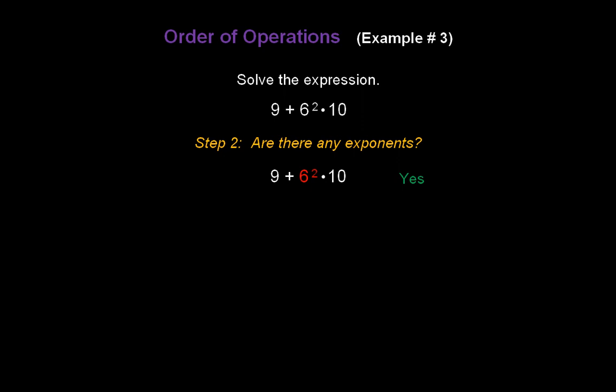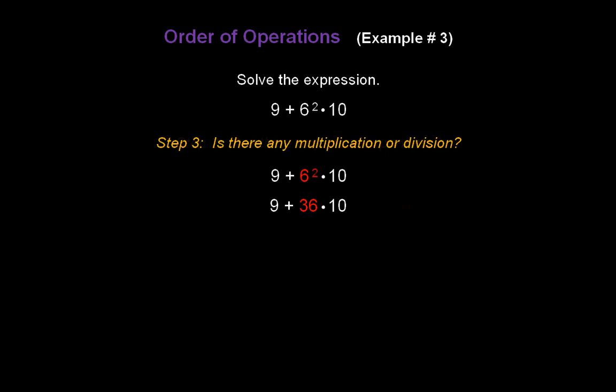So we have to do that next. 6 squared is 6 times 6. So we're going to replace that with 36 and rewrite the expression. We have 9 plus 36 times 10. Are there any more exponents? Nope, we're done with those.